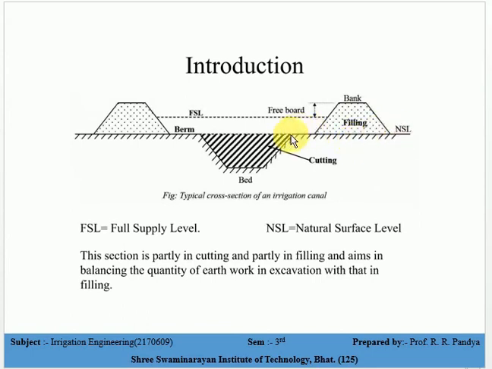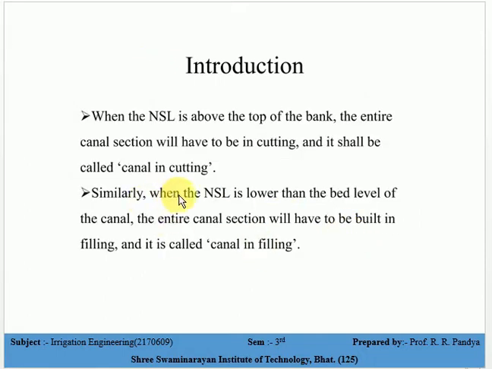If the NSL is here, then this section is considered as cutting. And if this NSL is here, then its total section is considered as a cutting, right? Consider this NSL as here, so it will be in cutting mode. Similarly, when the NSL is lower than the bed level of the canal, the entire canal section will have to be built in filling, right? It's vice versa, the opposite of this term.